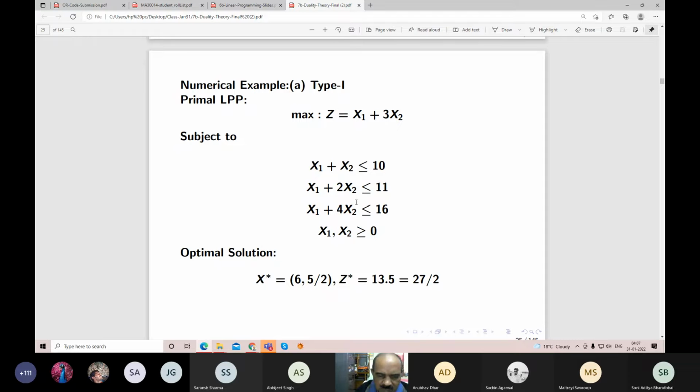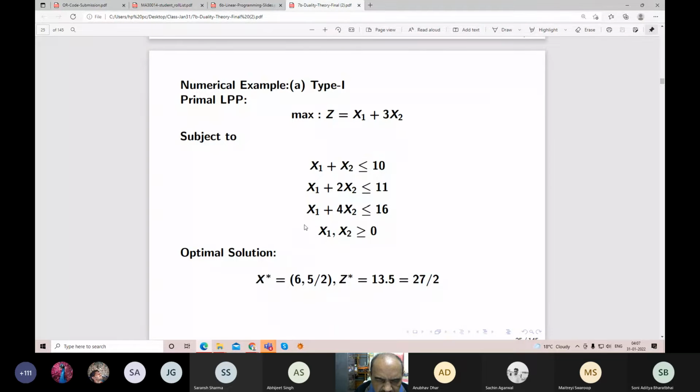Now, the second one, X1 plus 2X2 less than or equal to 11. If you substitute X1 equal to 6, X2 equal to 2.5, 2X2 is 5, so 6 plus 5 is 11. This is becoming equal type. The sum of these two terms equals 11. Yes or no? Are you checking? The second one is complete.